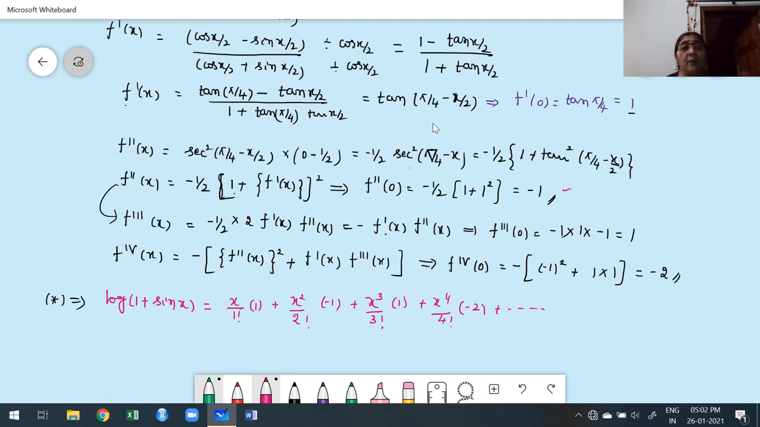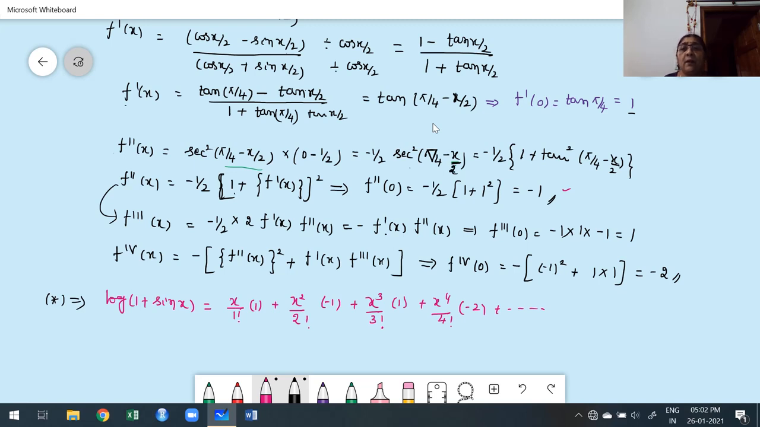2 into the derivative of this bracket. The derivative of pi by 4 minus x by 2 is 0 minus 1 by 2. Derivative of x with respect to x is 1. Now, don't move straight to the third and fourth derivative. Why? Because secant square after differentiation gives 2 into secant square into tan. It's not x actually here, it's pi by 4 minus x by 2. Yeah, just a minute. This is actually x by 2. I explained it, but while writing I simply wrote x. This is x by 2.